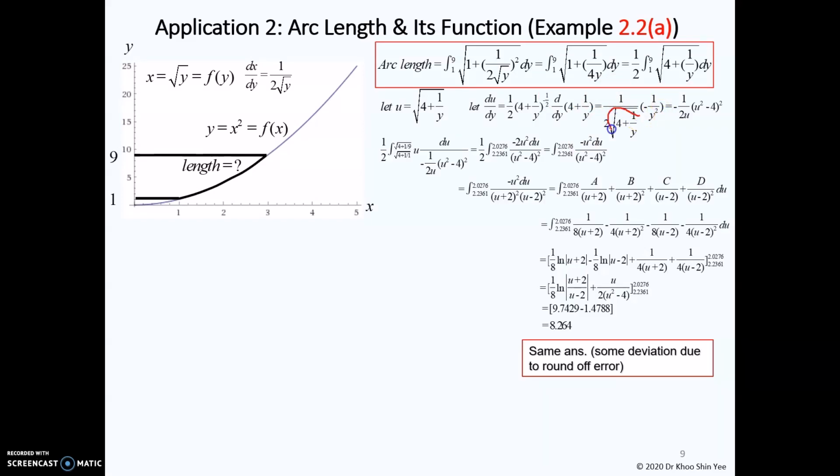Since this square component is equal to u here, you can substitute to obtain this answer. Let's take the negative to the front and solve for the 1 over y squared here. So you can see in this, you have the 1 over y. So 1 over y is equal to u squared minus 4.